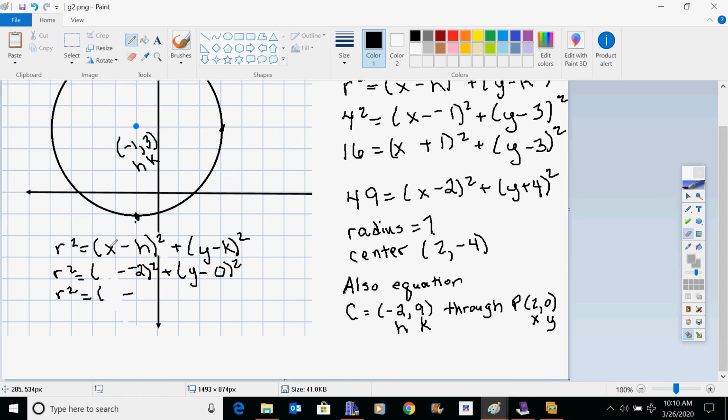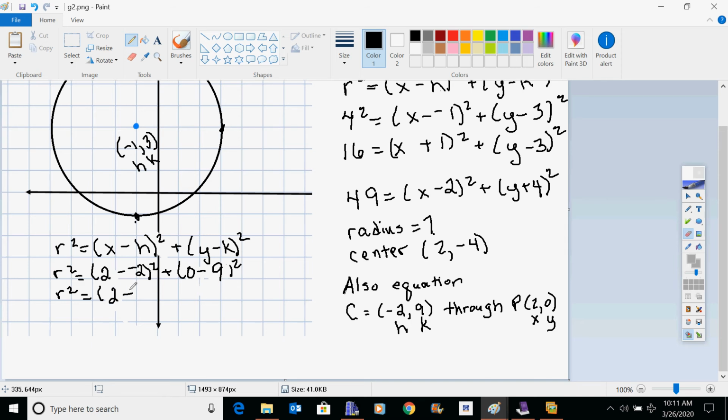All right, so x is 2, minus h, negative 2. Y is also going to be replaced with a 0, and our k is going to be replaced with a 9. So y is replaced with the 0, and our k is replaced with the 9. All right, the distractor that was in here is no longer distracting, so I'm in good shape now.